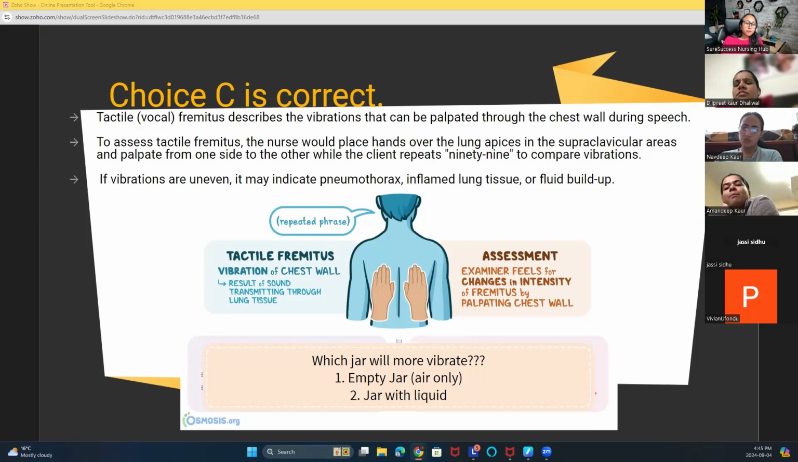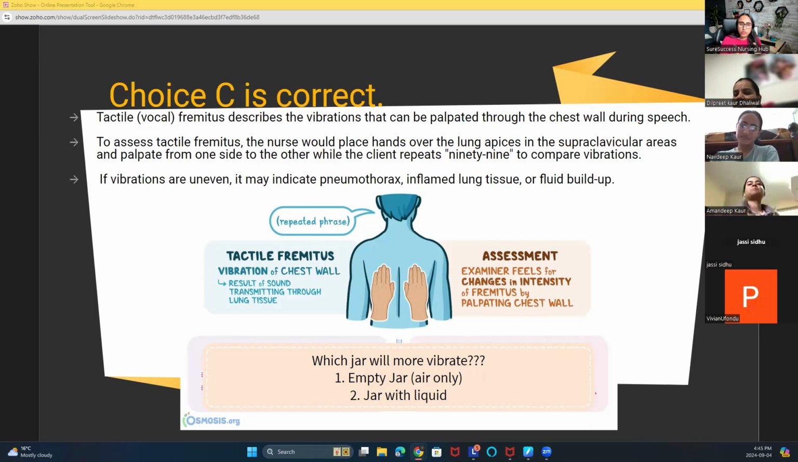Now, let's imagine I have a jar, a bottle. I have an empty bottle and a bottle with water, and I am shaking them. Which one will vibrate, the empty bottle or the one with water? With the water. So when there are two bottles, one empty and another with water, and you are shaking them, which one do you feel the vibration in? With the water.